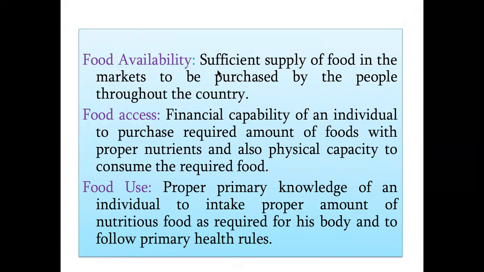What is food availability? Sufficient supply of food in the market to be purchased by the people throughout the country. Food access is the financial capability of an individual to purchase the required amount of foods with proper nutrients, and also the physical capacity to consume the required food. And food utilization is the proper primary knowledge of an individual to take the proper amount of nutritious food as required for his body, and to follow primary health rules.